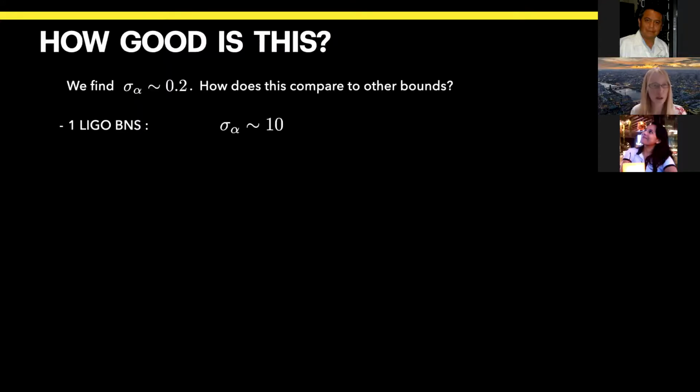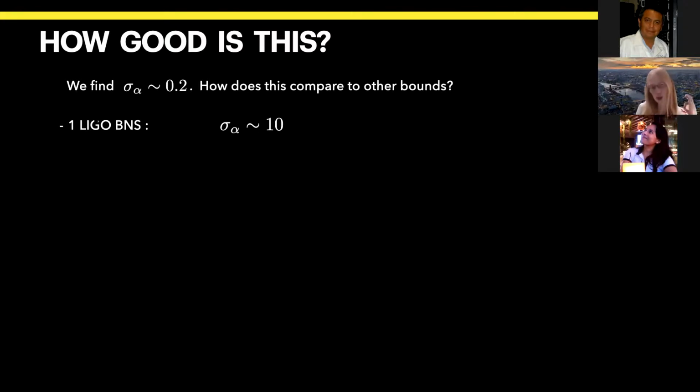So the final thing I need to do, and this is my last slide, apart from conclusions, is tell you how good these constraints are. Because I said we could bound the alpha parameters to 0.1 for alpha M, maybe slightly larger for alpha B. But how good is that?